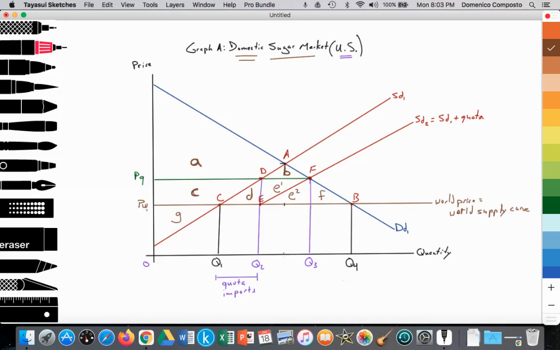Since at the world price, Q4 is greater than Q1, or the quantity demanded is greater than the quantity supplied, that provides excess demand or a shortage. And that shortage is satisfied by imports. So imports before the quota come in the amount from Q4 minus Q1. All right, these are imports before the quota.